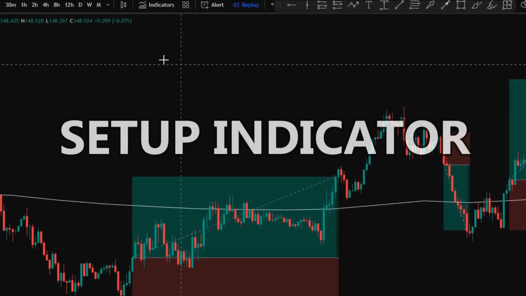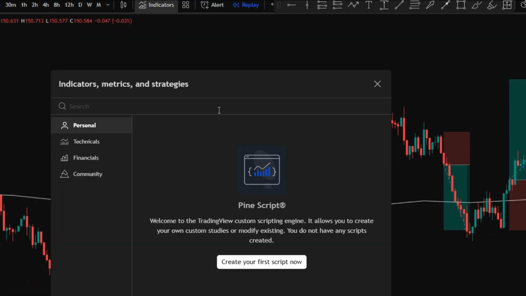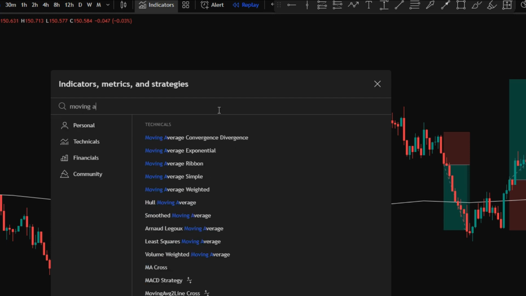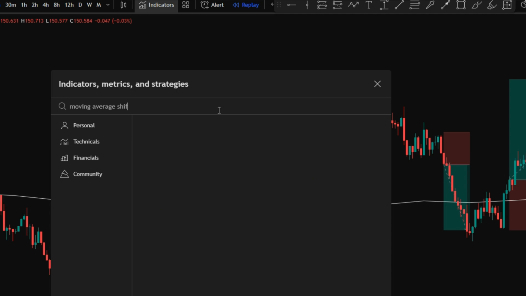So this is how to set up on the chart. On TradingView, go to the Indicators tab and search Moving Average Shift, and add this one from ChartPrime to your chart.